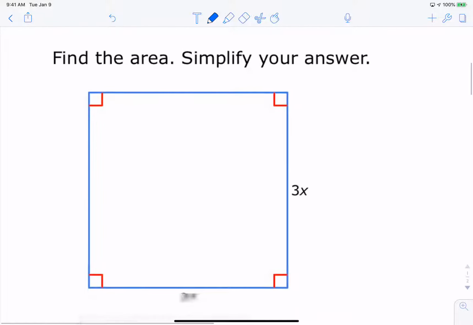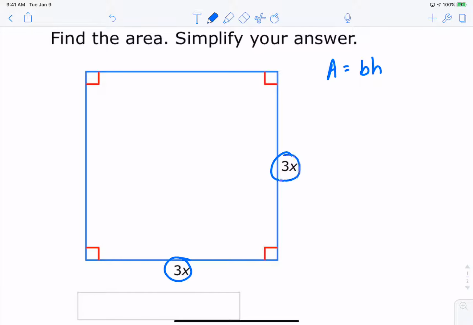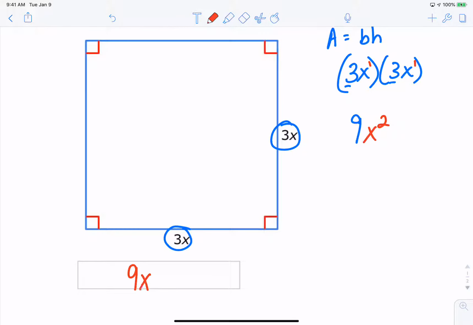All right. Next one says find the area, simplify your answer. Well, our shape here is a square. Area of a square is base times height, or length times width. So here we would have 3x times 3x. We multiply our numbers, so 3 times 3 would give us 9. X to the first power times x to the first power would give us x to the second. So our answer would be 9x squared.